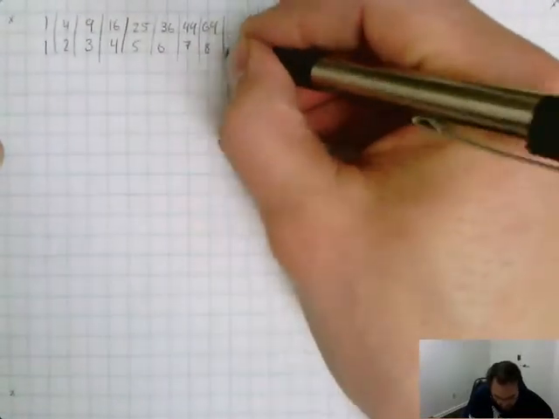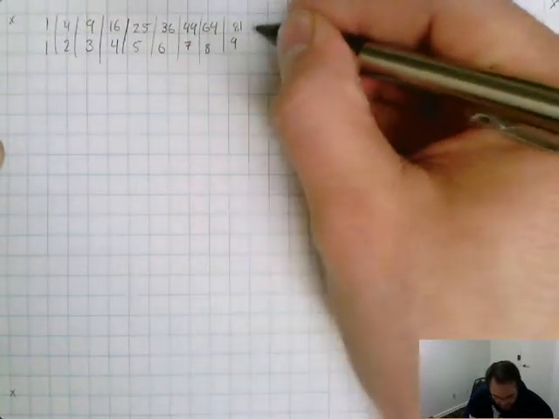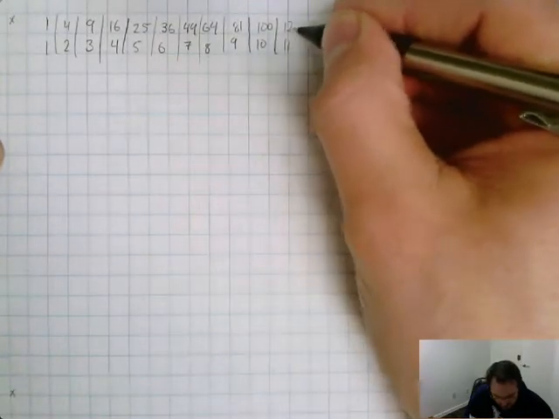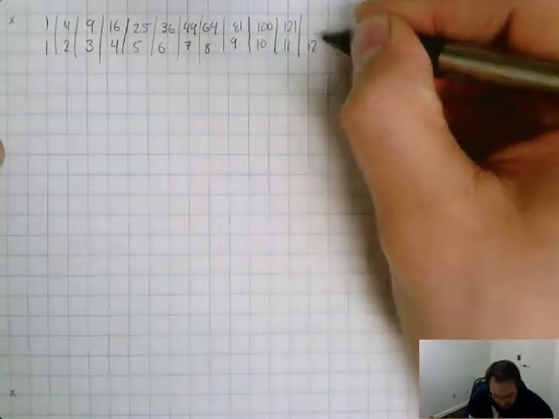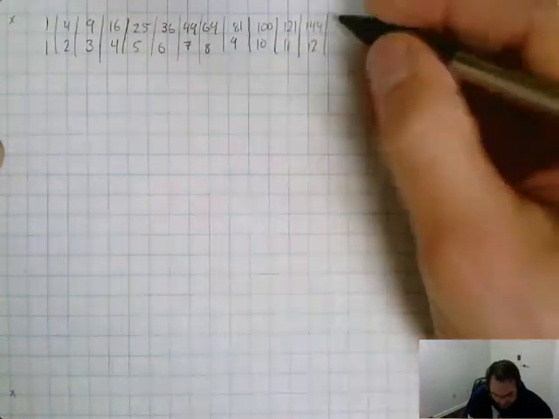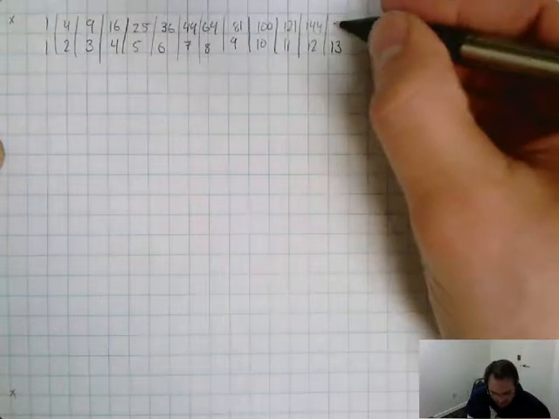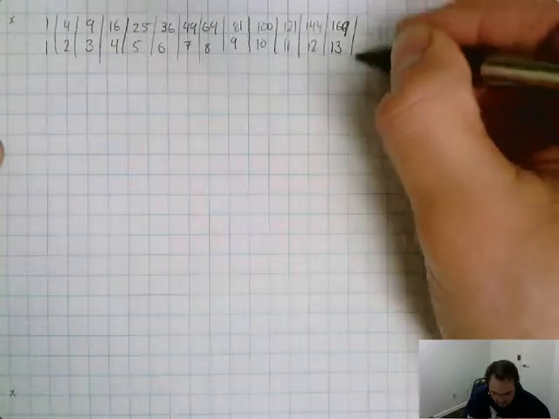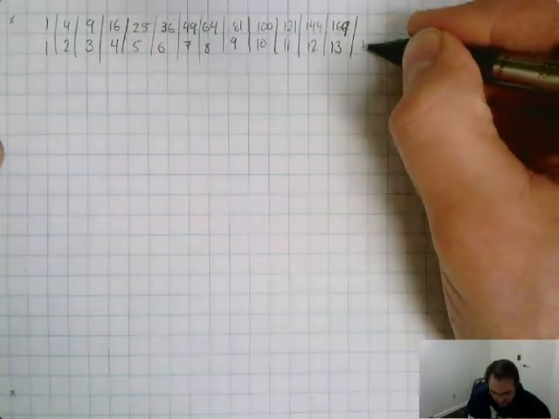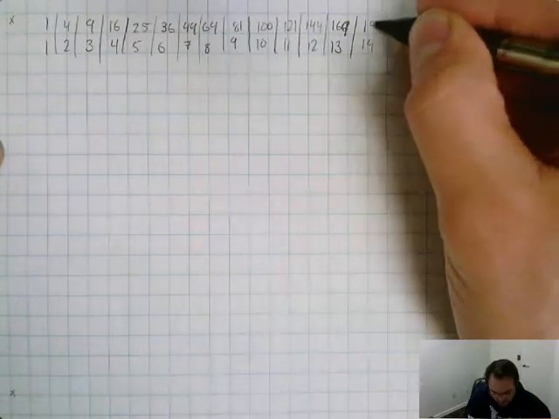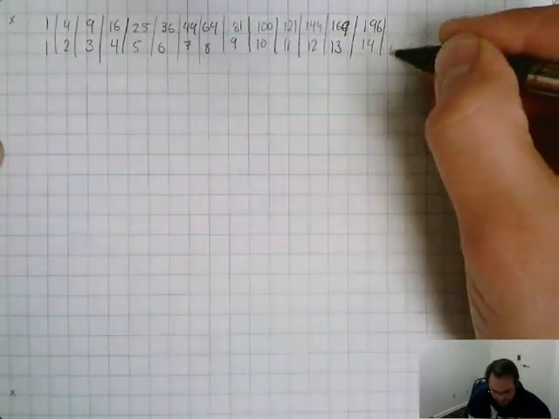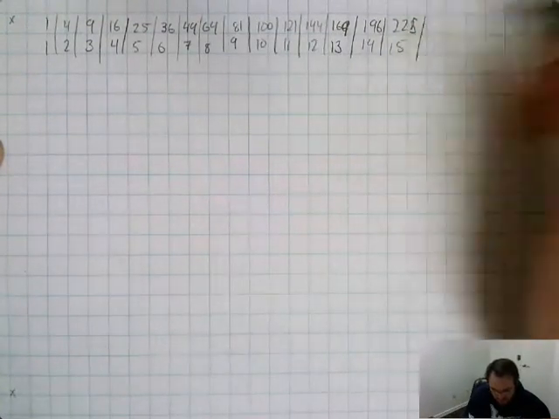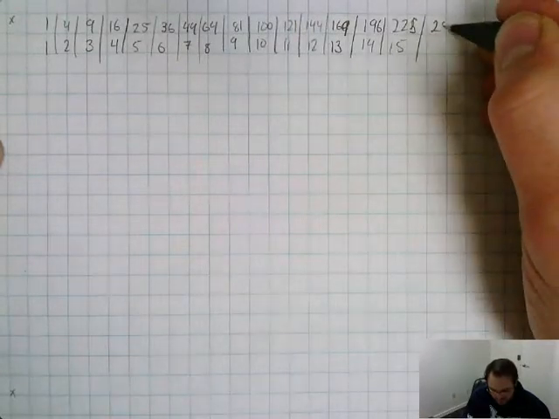Okay, and then we have 9 squared is 81, 10 squared is 100, 11 squared is 121, 12 squared is 144, 13 squared is 169, the square root of 169 is 13, and 14 squared is 196, 15 squared is 225, and the square root of 256 is 16.